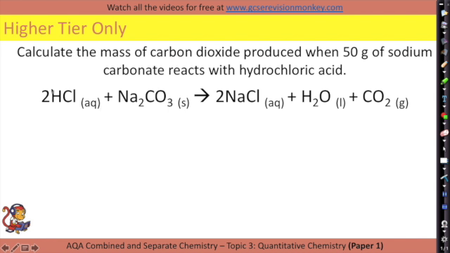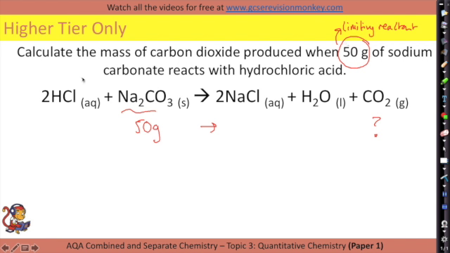This is a typical question that they might ask you. Calculate the mass of carbon dioxide produced when 50 grams of sodium carbonate reacts with hydrochloric acid. So I always tend to write the masses underneath. So this is the sodium carbonate. The question says if we've got 50 grams of this, how much carbon dioxide are we going to make? This, in this case, is what we describe as our limiting reactant. We've specified the amount of sodium carbonate that we're reacting, and when that's all used up, the reaction will stop. So that's our limiting reactant.